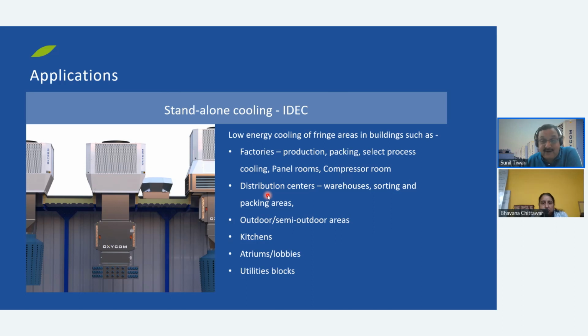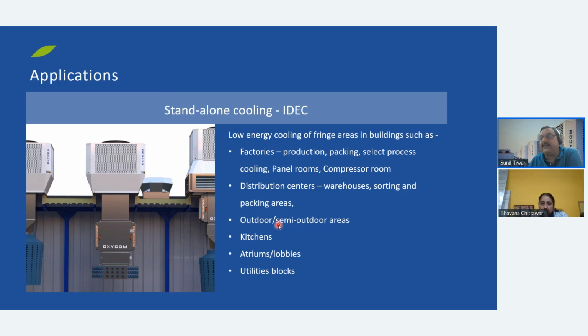And the savings obviously were around 90% in terms of annual energy. And in a place like Saudi Arabia, where probably the water cost is more, the overall economics works out wonderfully well. So distribution center is a very good application. Then outdoor and semi-outdoor areas, where you can't do air conditioning because you can't contain the air within the conditioned zone.